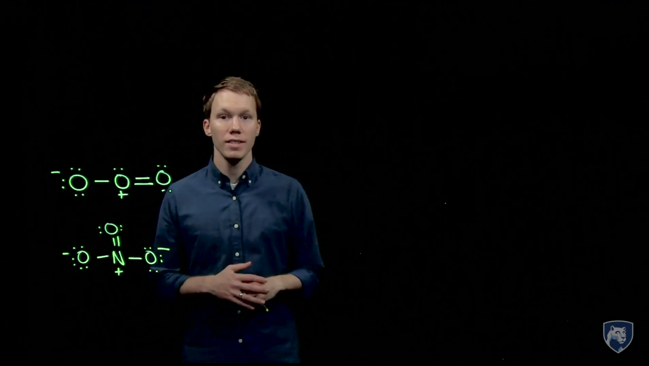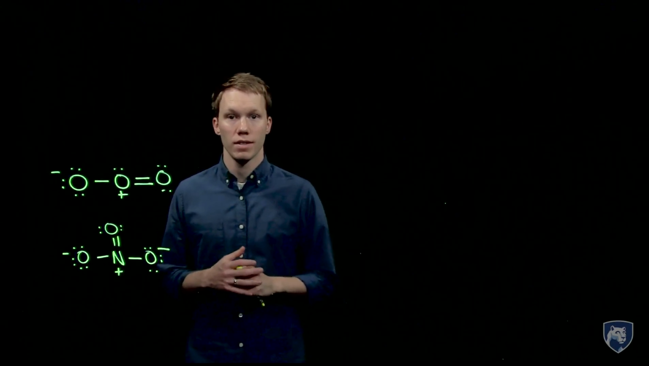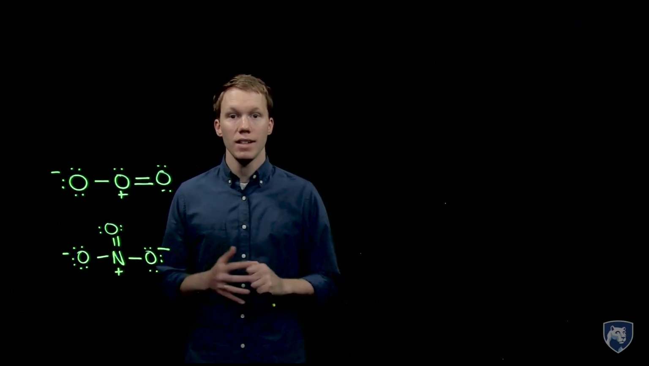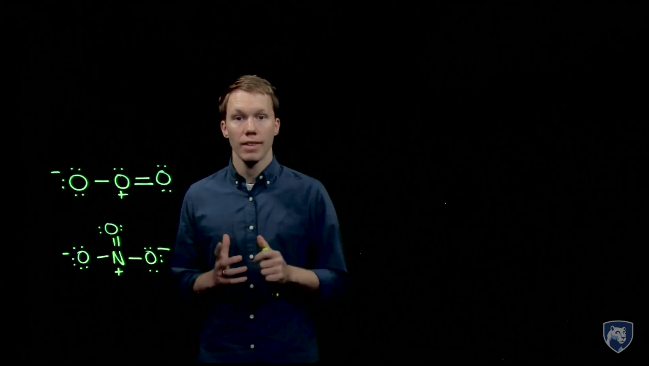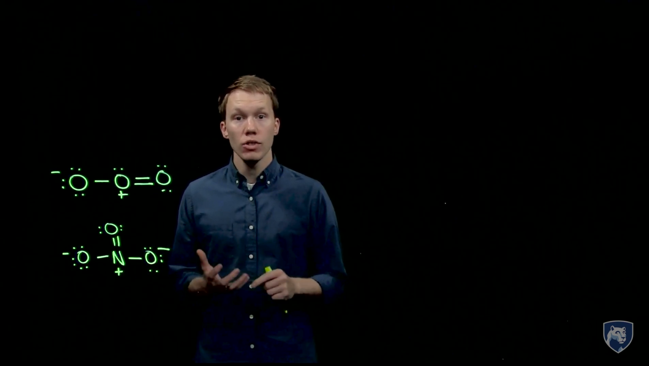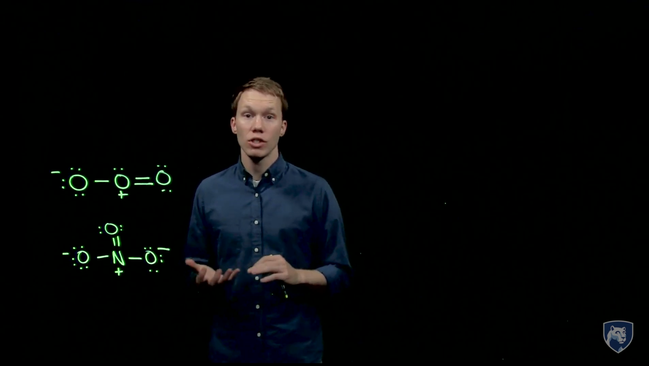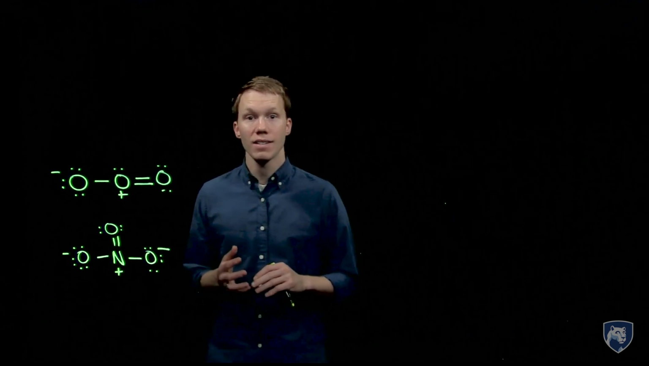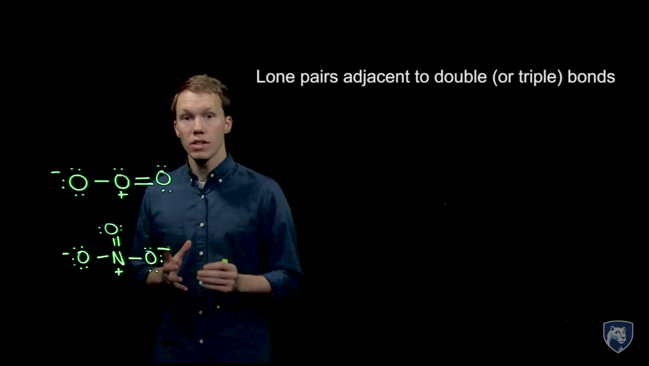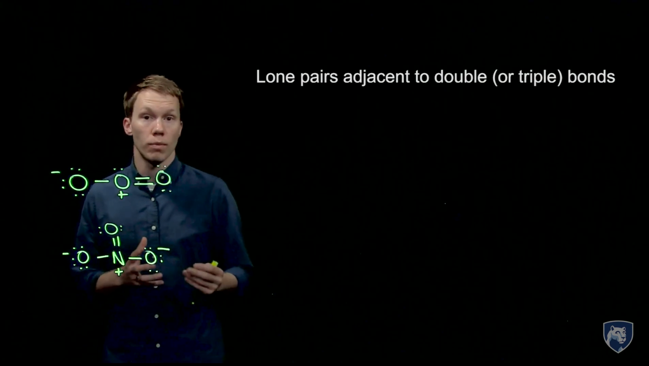Hi everyone, this is part 2 of your resonance series of videos, and in this segment we are going to look at the patterns within a structure that allow us to recognize whether or not resonance is present. So the first one I want to point out is one that we've actually already seen before, and that is lone pairs adjacent to a double or triple bond.